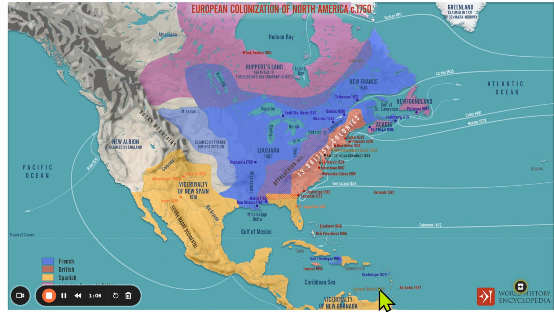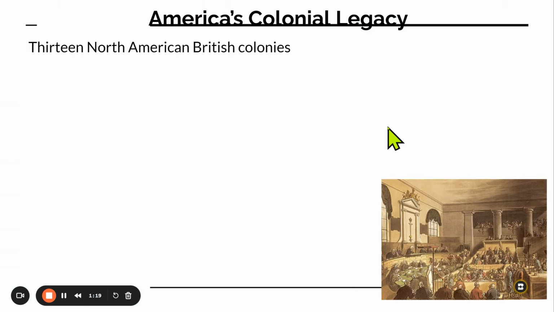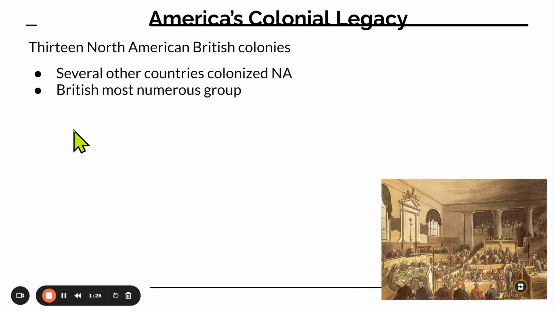And if you were to zoom in on the Caribbean, there are colonial powers as diverse as the Netherlands and Denmark. Sweden gets in on it with some colonists. So the point of that is several other countries colonized North America.